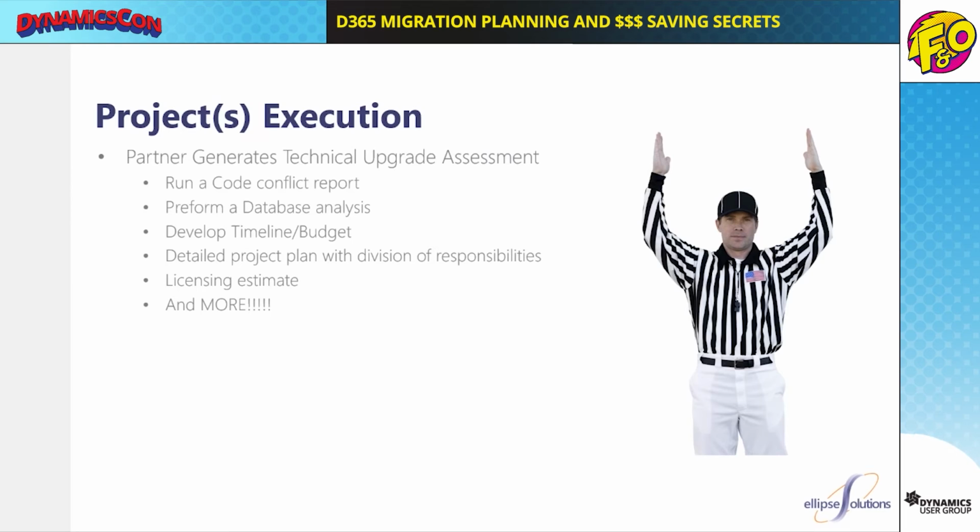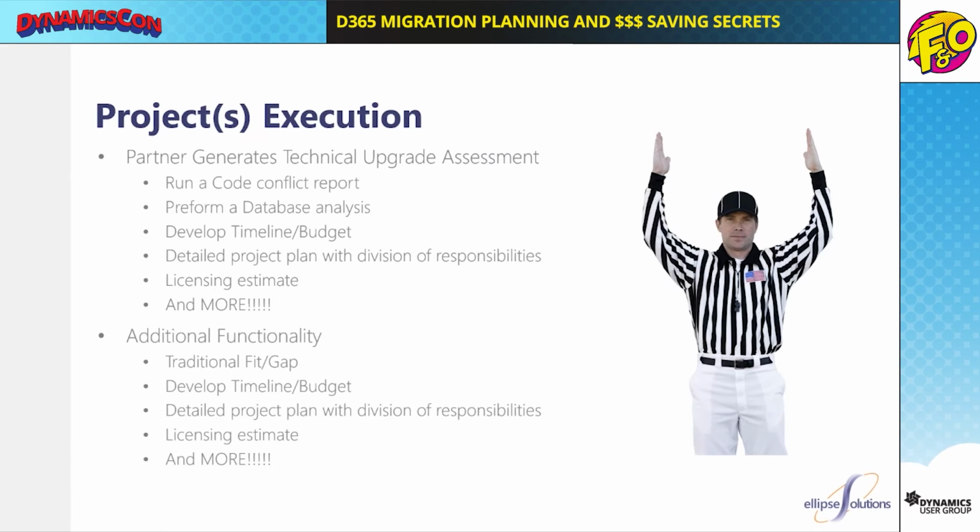So what you'll end up with is a timeline, a budget, a detailed project plan, a division of responsibilities, and a licensing estimate. Now, what else do you need to take to management? Because this will tell management what you need to do your technical upgrade. And again, chances are Microsoft has paid for all of this. I mean, this is huge. Like I said, game changing in my opinion.